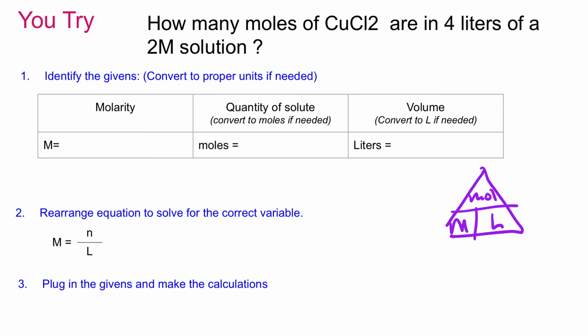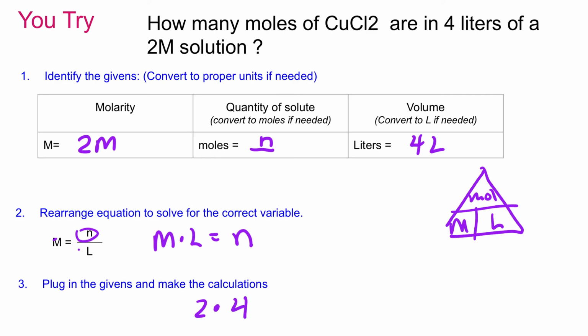In this case, it gives us our molarity. It's asking for how many moles, so we don't know our n value. And in our liters, it gave us 4 liters. So in this case, we do need to rearrange our equation, and we get M times L is equal to n, because I just cross-multiplied to get n by itself. Then I'm going to plug in my givens, and I have 2 times 4 equals n. So n is equal to 8 moles CuCl2.